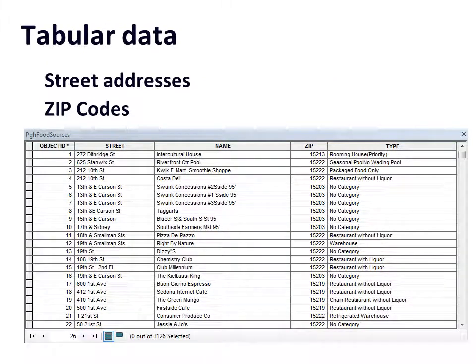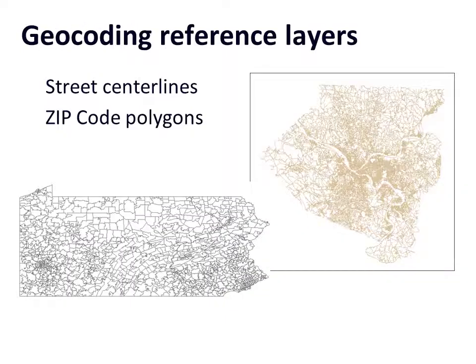So here's what the tabular data would kind of look like. Here we have some street addresses and zip codes. If you just look across from left to right, you've got the object ID, you've got the street. For example, 272 Dithridge Street. The name is Intercultural House. Zip code is 15213. Okay.